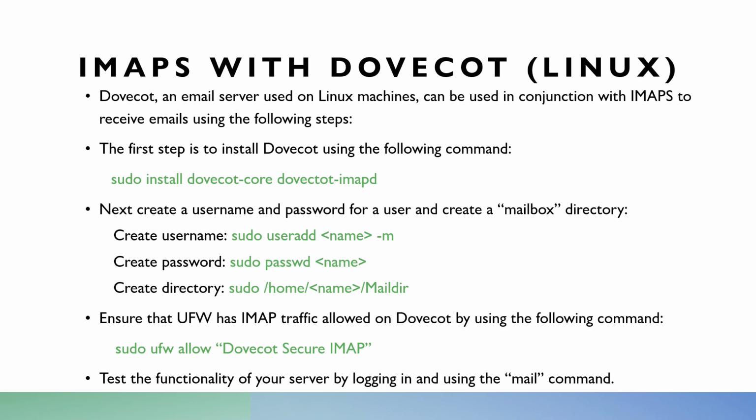Next, you'll need to create a username and password for the user of the server and create a mailbox directory. To create the username, use the sudo useradd name -m command, and then for the password, use sudo passwd name. And then finally, create the directory with sudo mkdir /home/name/maildir. Ensure that Uncomplicated Firewall has IMAP traffic allowed on Dovecot, and that can be done using the following command: sudo ufw allow Dovecot Secure IMAP. And then finally, test the functionality of your server by using the mail command in the Linux terminal.